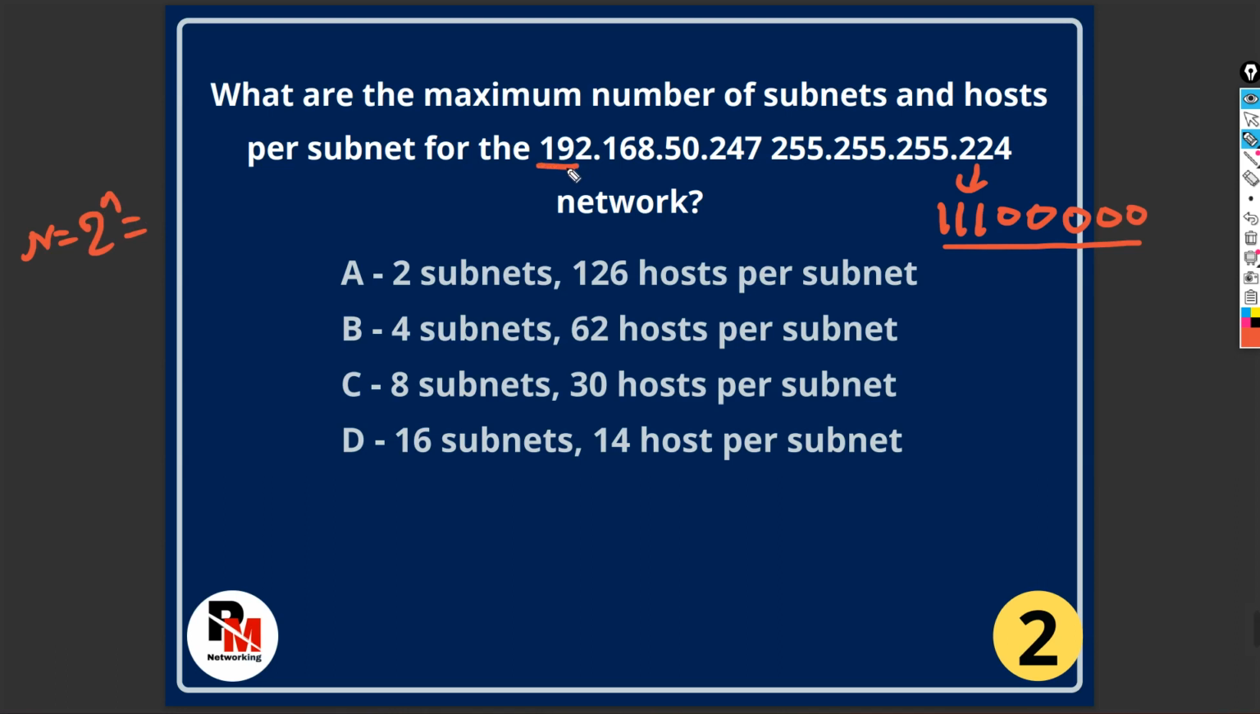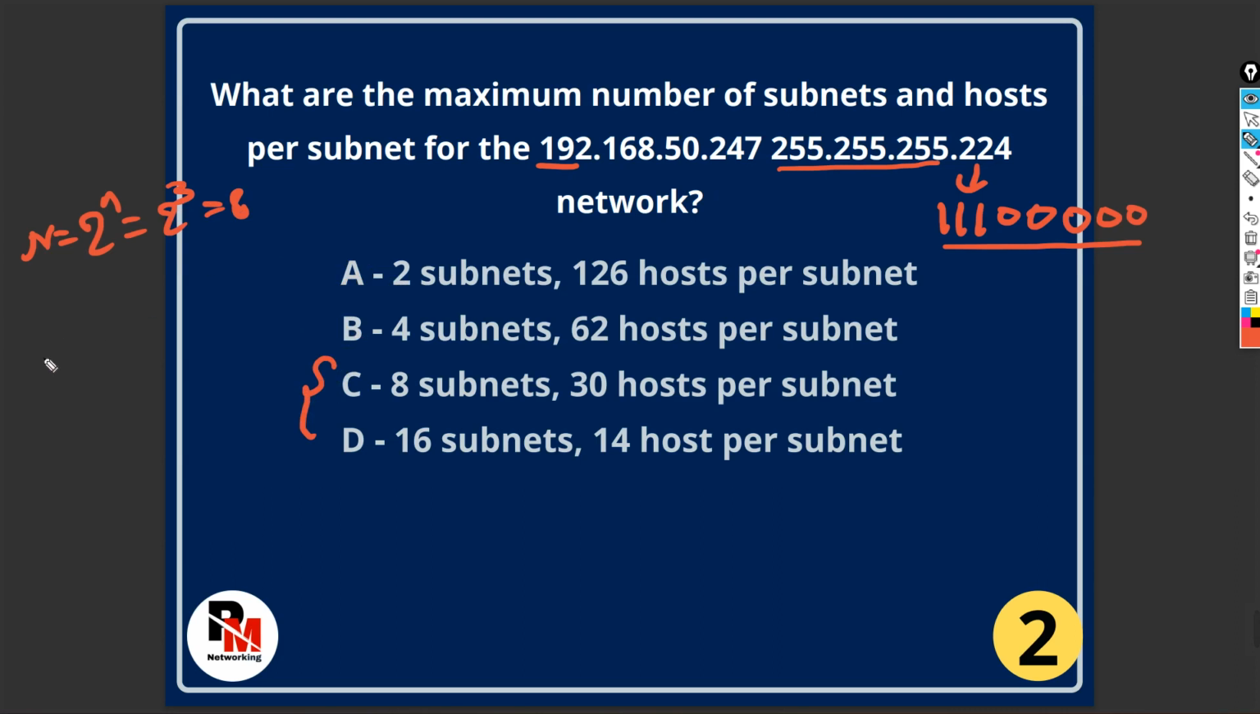So this IP address belongs to class B, and the subnet mask is this one. Borrowed bits are 3, so 2 to the power 3 is 8. That means definitely option B is right, and option A is wrong. Option C? Yes or no? Yeah. Now we need to find which answer is right from C and D.